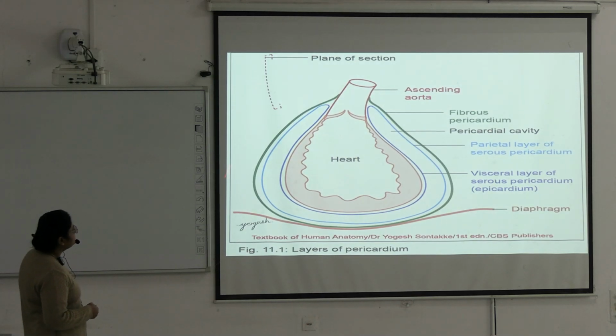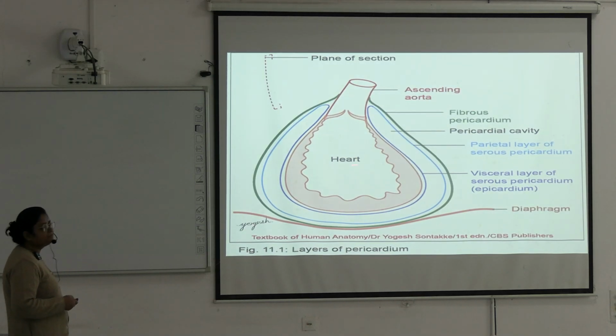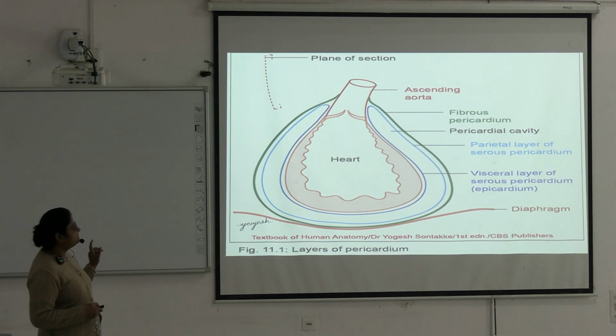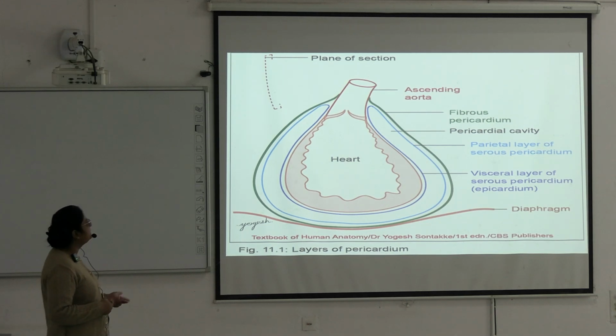See here, this is a schematic diagram of the layers of the pericardium. You practice a diagram like this, a schematic diagram. So this is the heart, the wall of the heart. You can see the outermost covering, the green colored one, that is fibrous pericardium. It has a single layer, and this blue one is representing the serous pericardium.